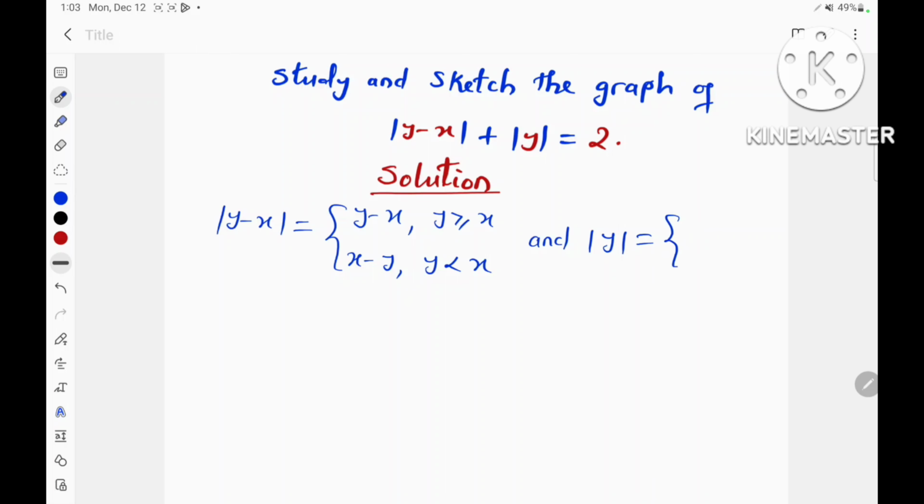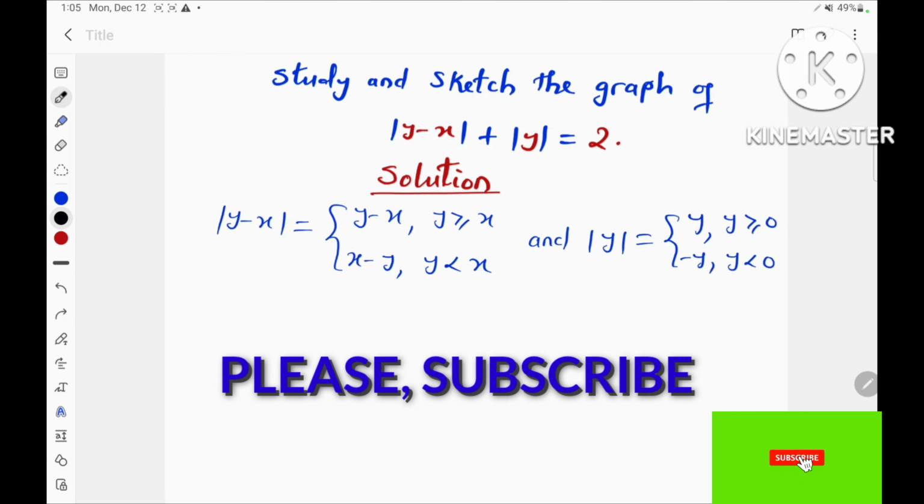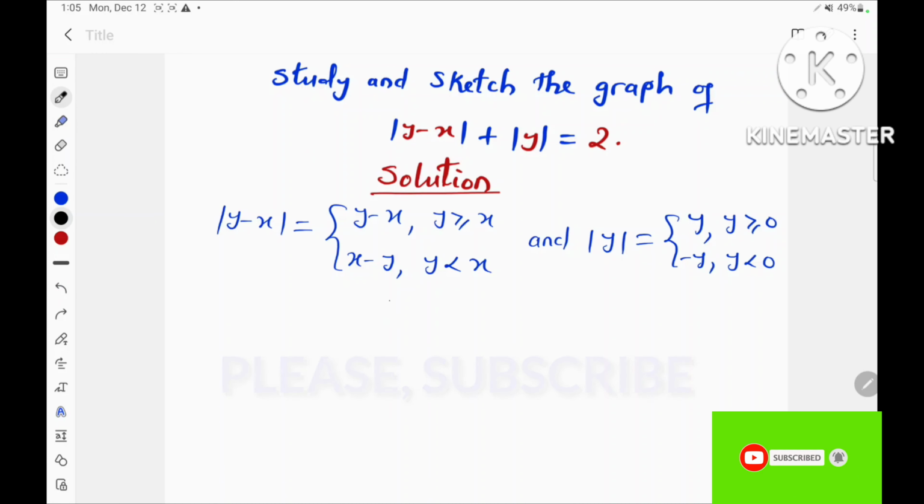which is equal to y for y greater than or equal to 0, or negative y if y is strictly less than 0. And this leads to 4 different cases. And we are going to analyze this equation for all these cases. Now let's start with case 1.